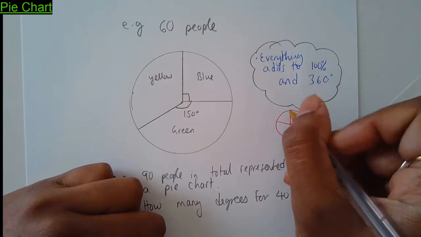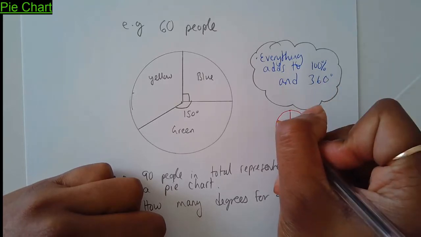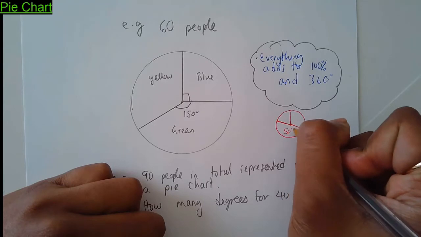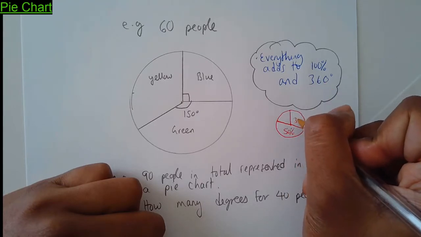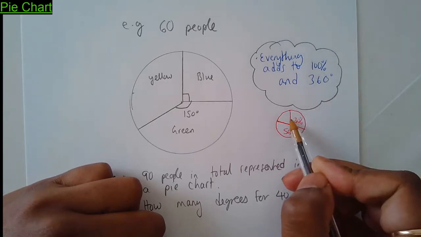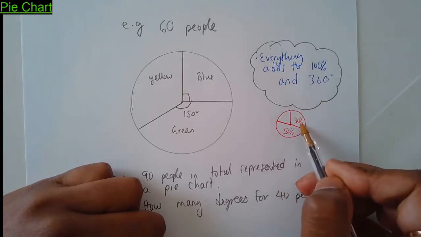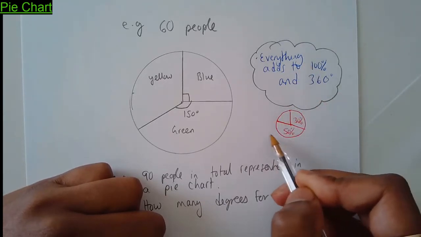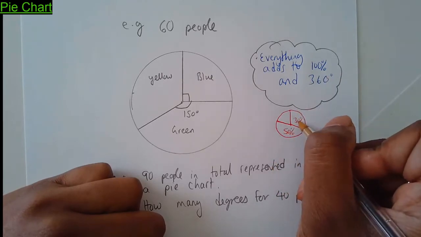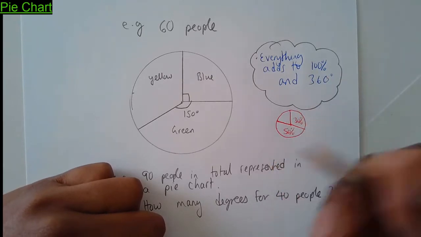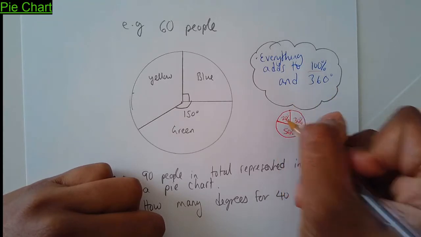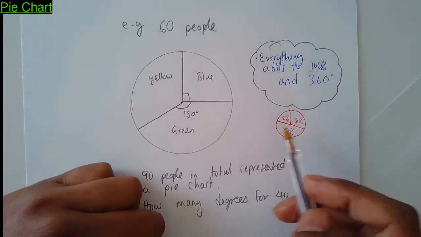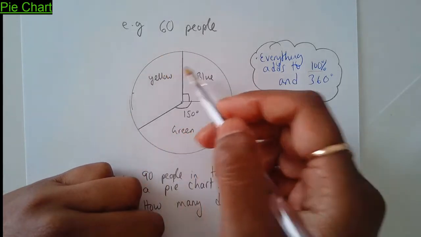If I said to you, this is 50%, and this one, we'll call it 30%. As I just said, percentages add up to 100%. 50 add 30 is 80, 80 add something to give me 100. Percentages add up to 100%, and in a pie chart, angles add up to 360.